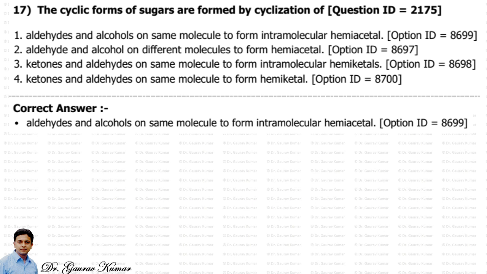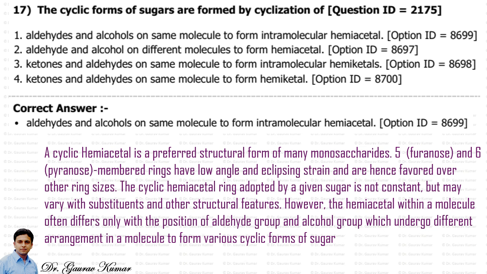Next question, the cyclic form of sugars are formed by cyclization of. The answer they have given, the aldehyde and alcohols on the same molecule to form intramolecular hemiacetal. This reminds me of the biomolecules chapter of chemistry in class 12th. So I have taken the excerpts from there only. Cyclic hemiacetal is a preferred structural form of many monosaccharides. The five-membered, that is furanose, and six-membered, that is pyranose, rings have low angle and eclipsing strain and are hence favored over other ring sizes.